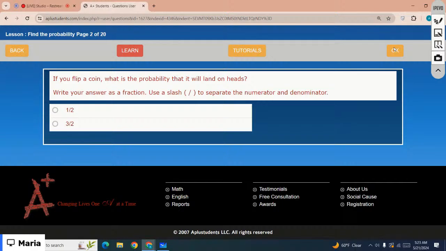If you flip a coin, what is the probability it will land on heads? So which is the correct option? The correct option is 1 out of 2, right?